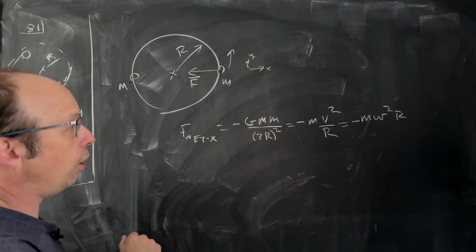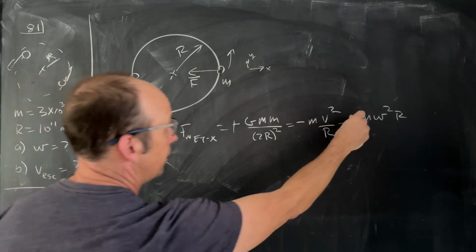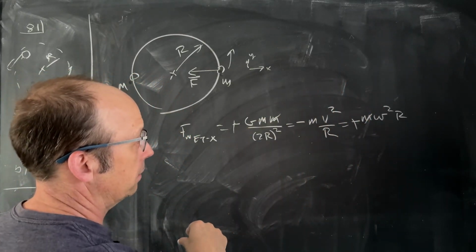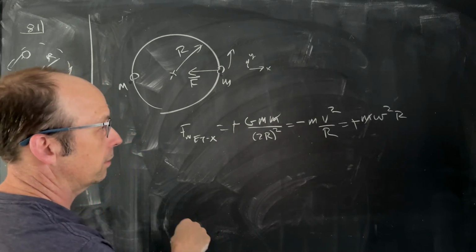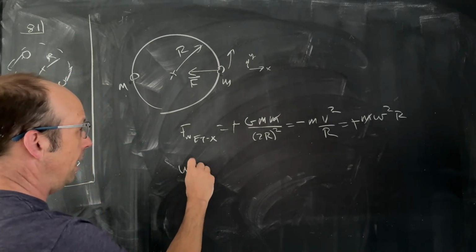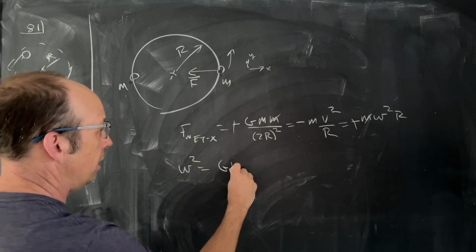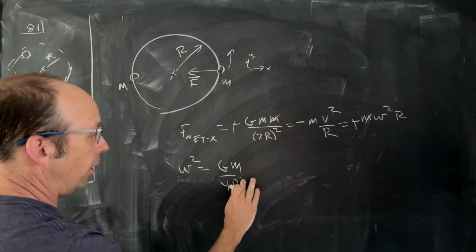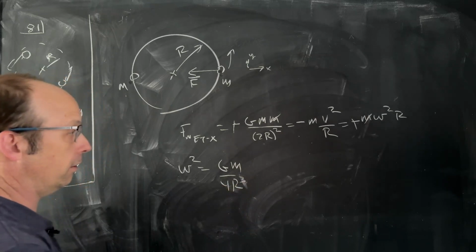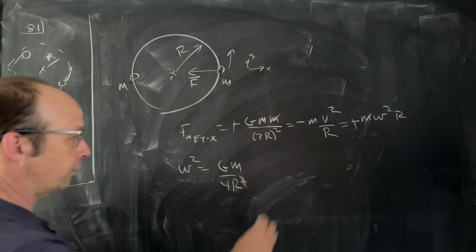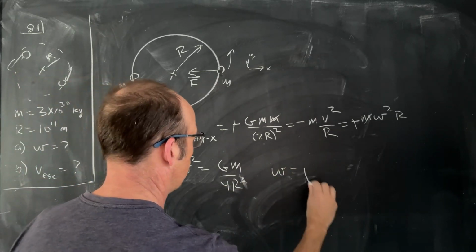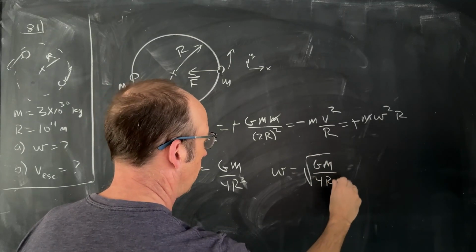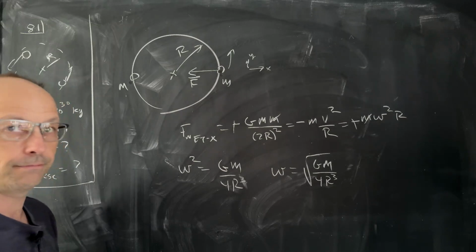So now I can just solve this for omega. The negative signs cancel. That mass cancels with that mass. It's weird. Okay, that's fine. So I get omega squared is gm over 4r squared. And then I need to divide by r, so I have another r cubed right there. And so omega is the square root of gm over 4r cubed. That was pretty easy.